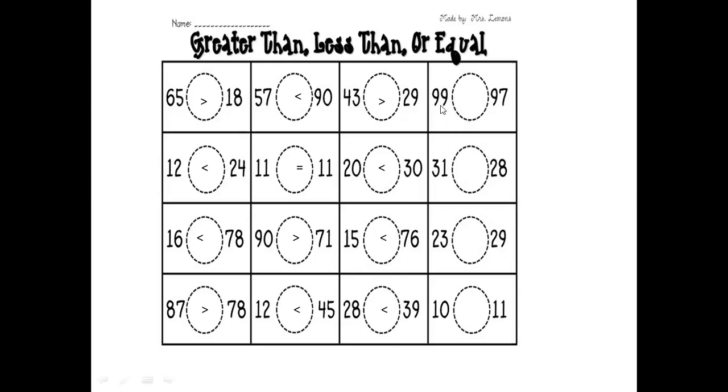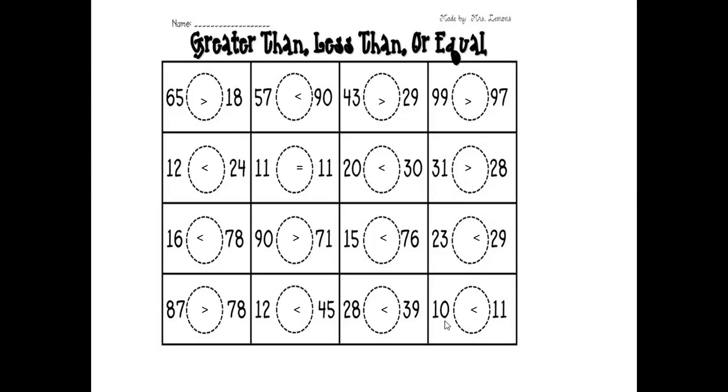Next, 99 and 97. So 99 is greater than 97. Next, 31 and 28. 31 is greater than 28. 23, 29. 23 is less than 29. Very good. Then 10 and 11. Yes, what will be the answer? 10 is less than 11.